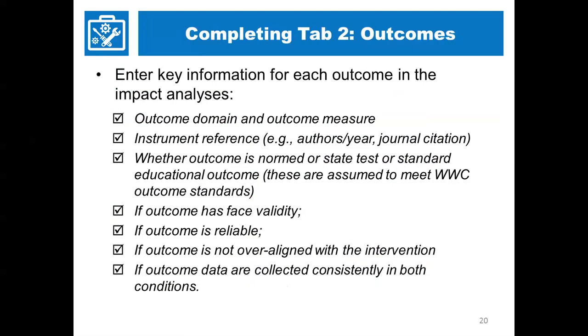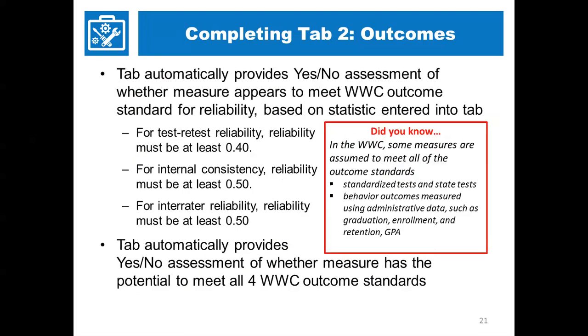But let me say one more thing. If you remember the WWC standards, they actually set minimum thresholds depending on the type of reliability. And those are built into the contrast tool so that when you actually enter a reliability statistic, the tool generates an assessment of yes, no, does that meet the WWC specified minimum for that type of reliability. And at the end of this, the tab will automatically provide a yes-no informal assessment of whether the measure has the potential to meet all 4 WWC standards.